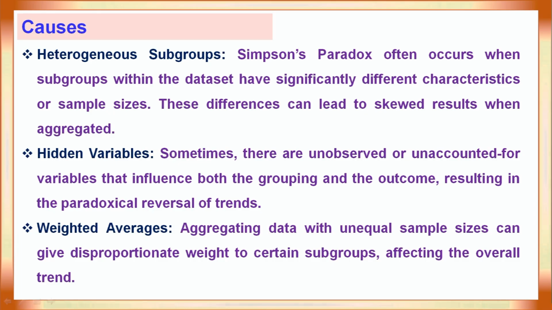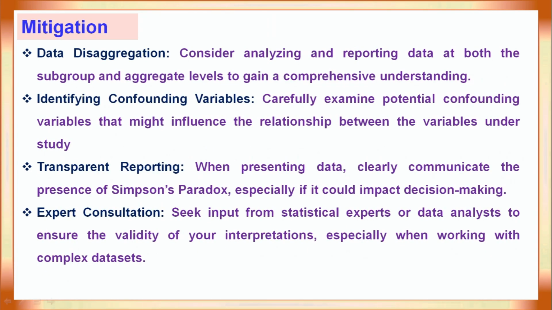And the third is weighted average. Aggregating data with unequal sample sizes can give disproportionate weight to certain subgroups, affecting the overall trend. So these are broadly the three causes of this particular Simpson paradox, where the extraneous variable is one of the most important causes apart from the different sample sizes and others.